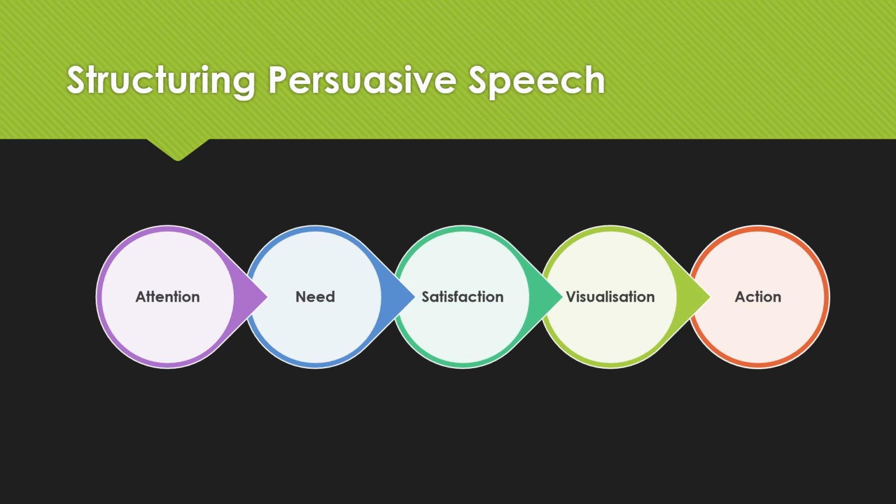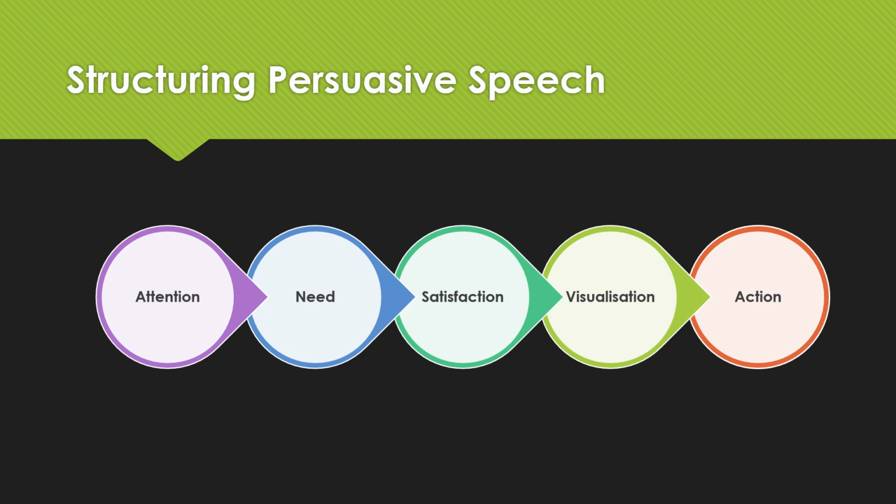Number two, you must also establish some need in your persuasion. Number three, you must satisfy your audience. Number four, you must be able to visualize the whole issue to your audience or to your readers or to anyone that you would like to persuade. And of course, the last one is to come up with an action. After persuading people, there must be an action. What you plan to do after that. So all of these five aspects must be included in your speech.